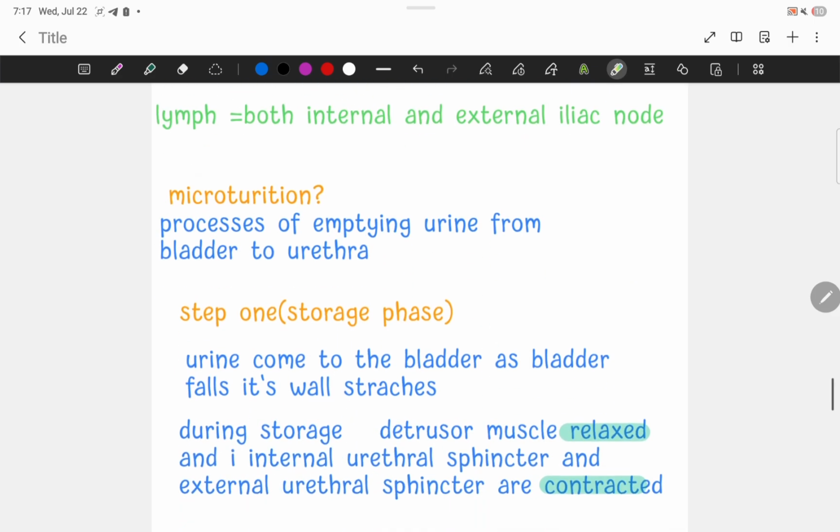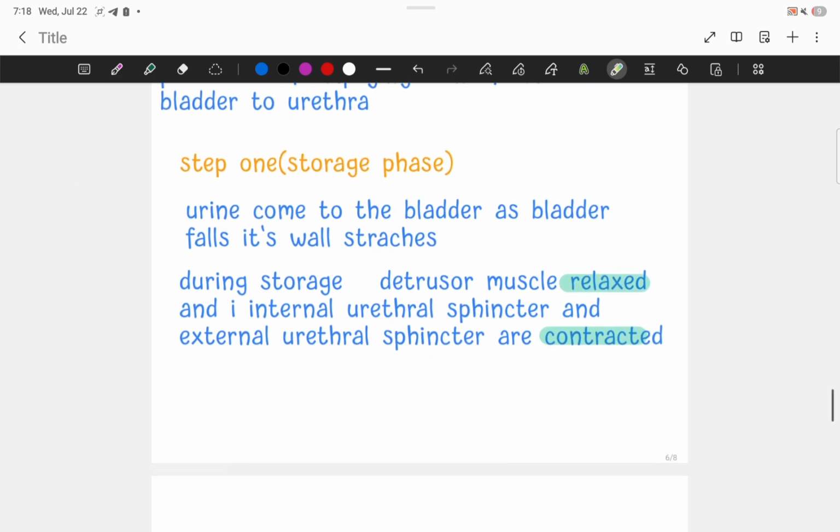So before the nerve supply, we talk about micturition. What is micturition? Micturition is the process of emptying urine from the bladder to the urethra. This process has two steps. Step 1 is the storage phase, and step 2 is the releasing phase.